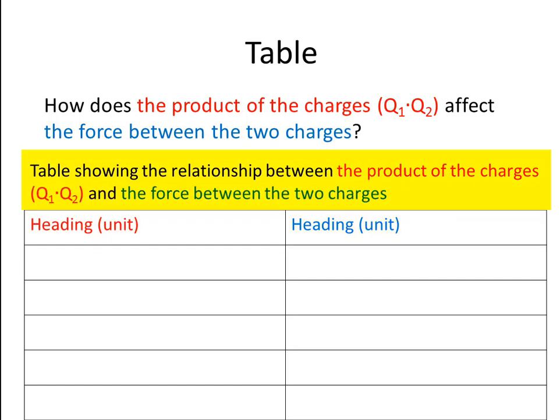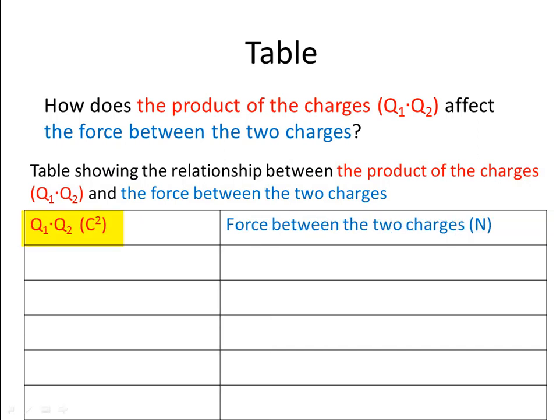Table showing the relationship between the product of the charges, Q1 times Q2, and the force between the two charges. What are the headings going to be? Q1 times Q2 is our independent variable, and its unit is Coulomb squared, because Q1's unit is coulombs, and Q2's unit is also coulombs, so coulombs times coulombs equals Coulomb squared. Force between the two charges is our dependent variable, unit newtons.